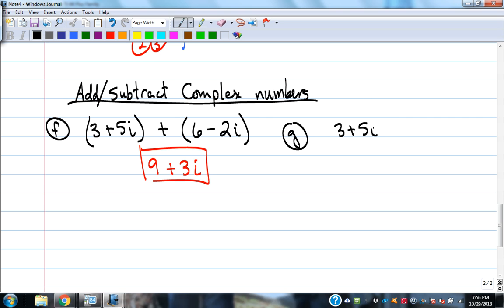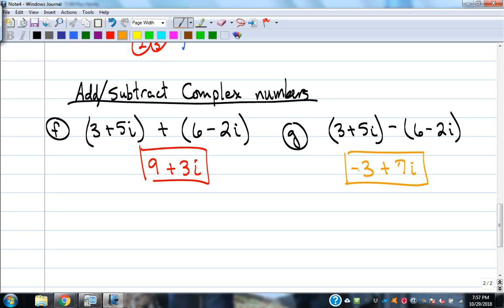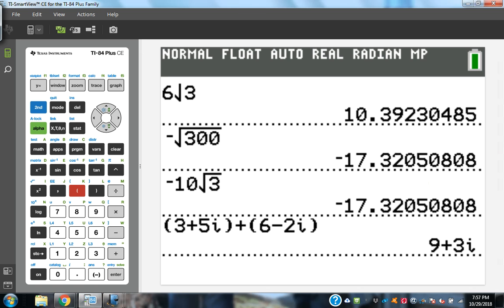3 plus 5i minus 6 minus 2i. Now, if I did that without the calculator, it's still like terms. 3 minus 6, negative 3. 5i minus negative 2i, positive 7i. Now, if I'm not sure of myself, I can go right to my calculator and type that in. 3 plus 5i minus parentheses 6 minus 2i.